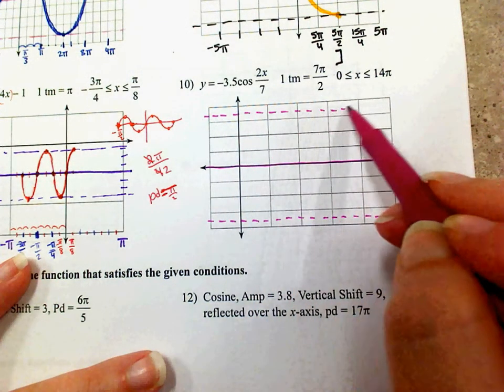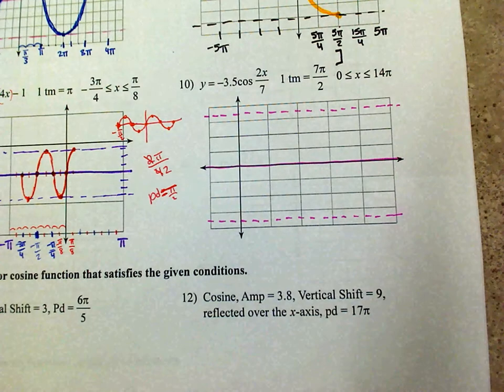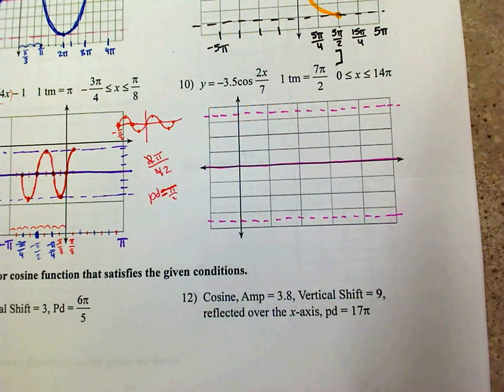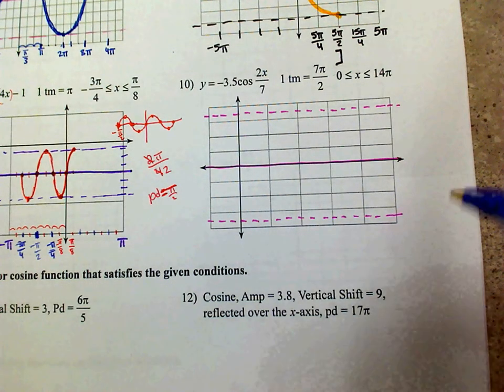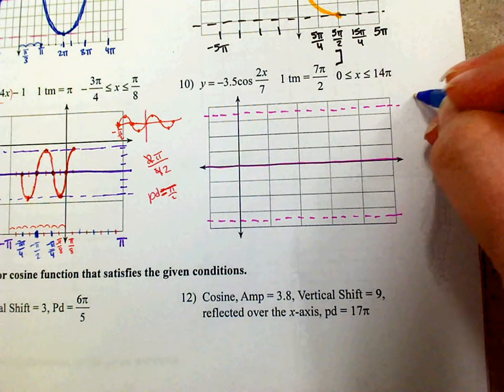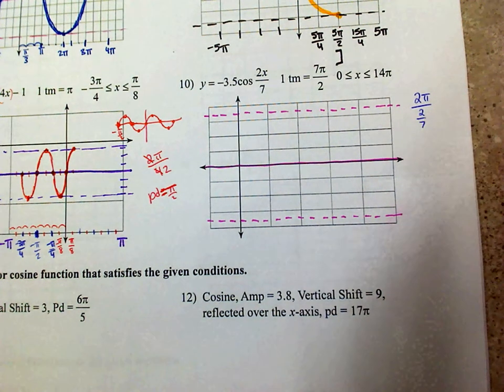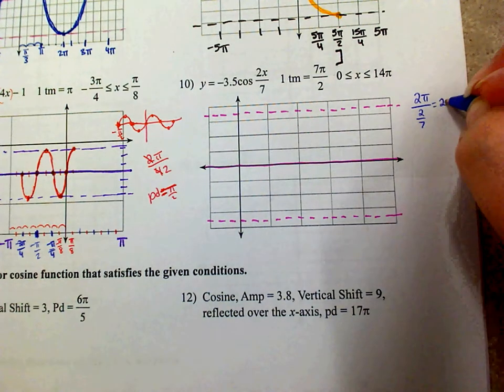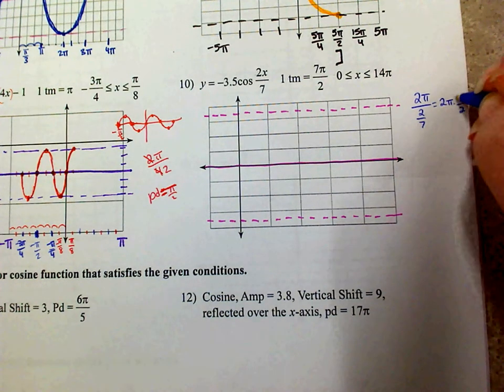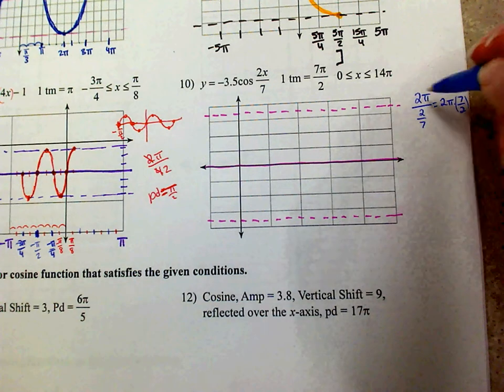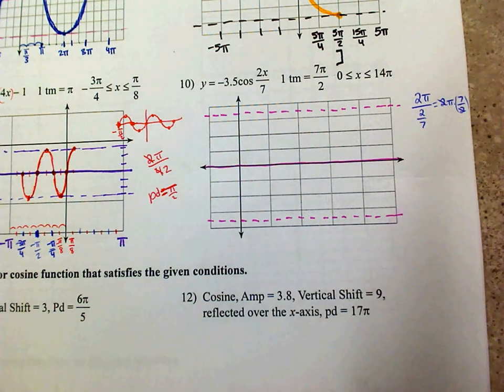I need to figure out the period of my wave. 2 pi divided by b, which is 2/7. Dividing by 2/7 is the same thing as multiplying by 7 over 2. And in this case, the 2's cancel each other out, or you can say 14 pi over 2, and 14 divided by 2 is 7. Either way, you get that the period is 7 pi.